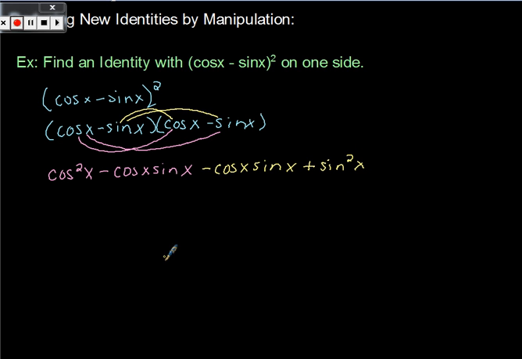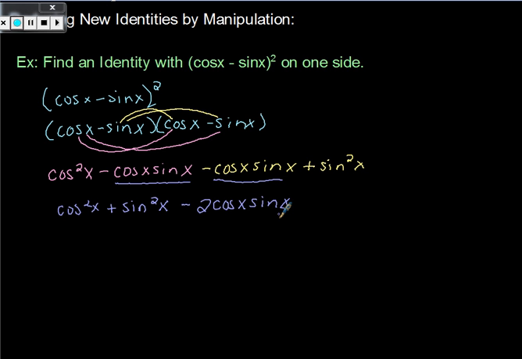Okay, so now all we're going to do is just rewrite what we already have. So I'm just going to rearrange some stuff. I'm going to put my cosine squared x and my sine squared x together. So I'm going to have cosine squared of x plus sine squared of x. And then here, I see in the middle up top that I have a negative cosine sine and then another negative cosine sine, which means I have negative 2 cosine x sine x.